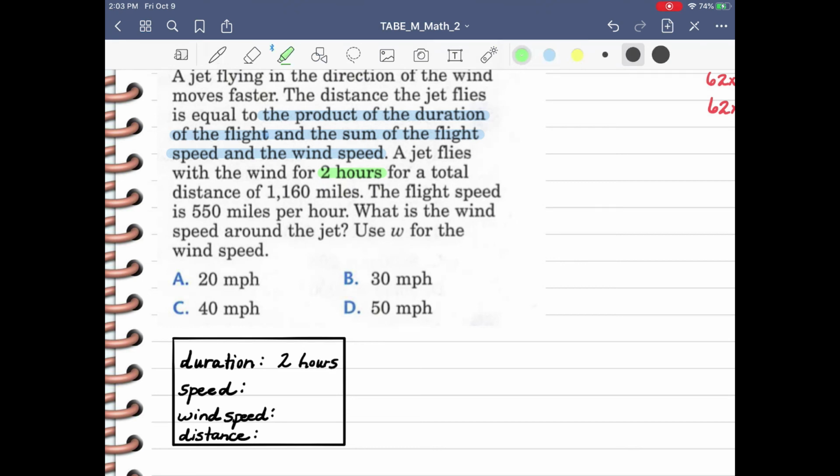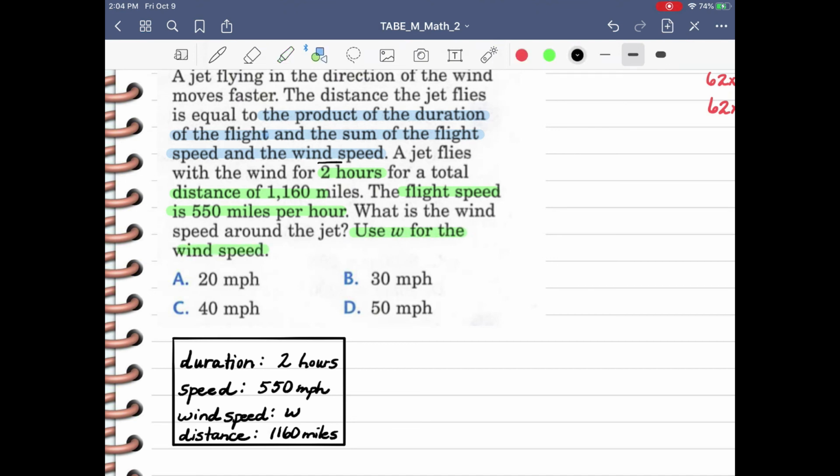Total distance of 1160 miles. So this plane is flying at 550 miles an hour. That's the jet speed. And we want to know the wind speed. That is our W. So this box helps me to organize all of this stuff that I have to keep up with. There's the flight speed. And then it says to use W for the wind speed.